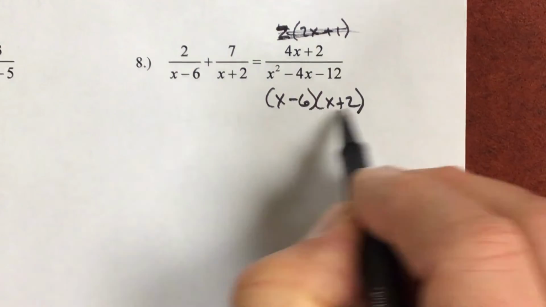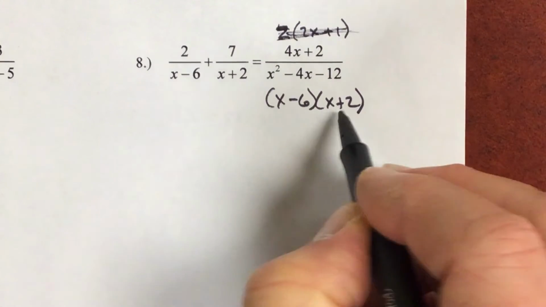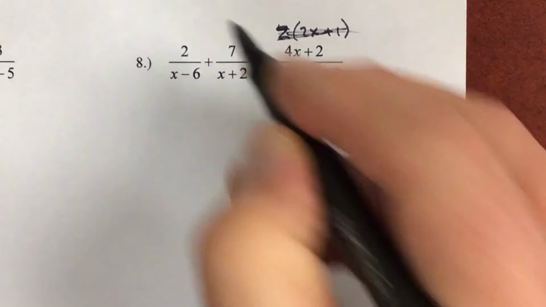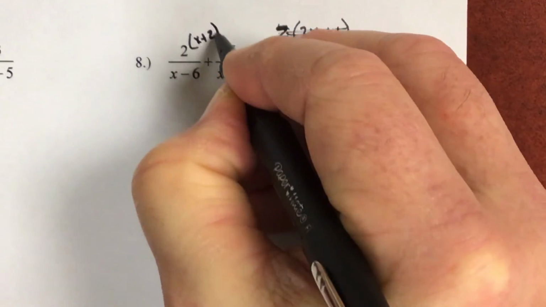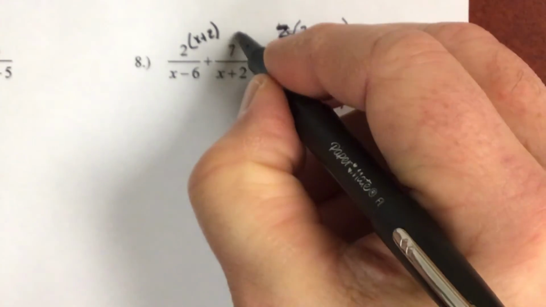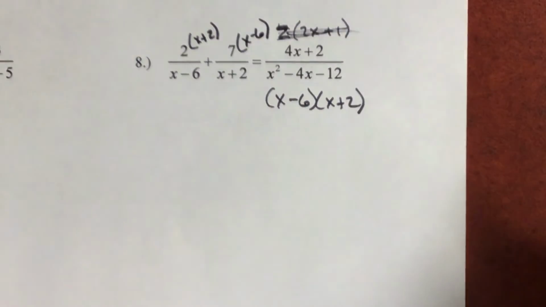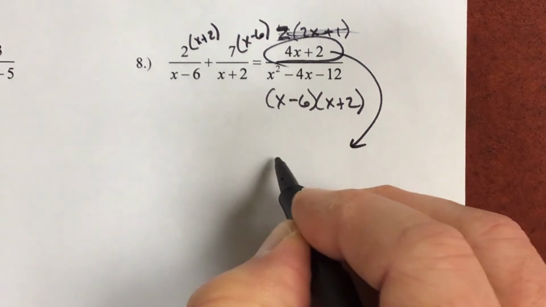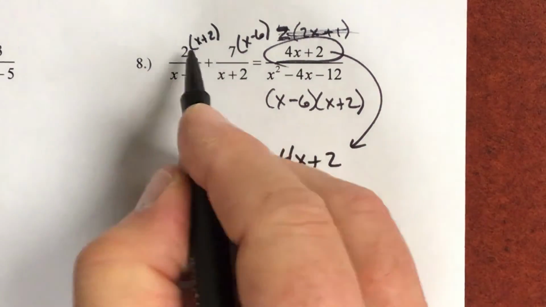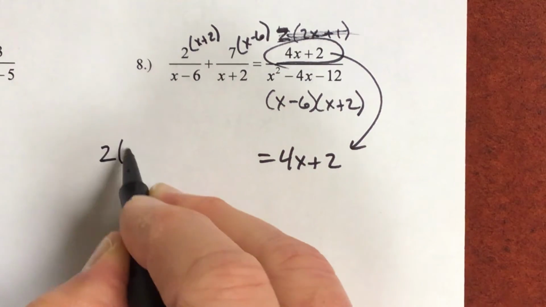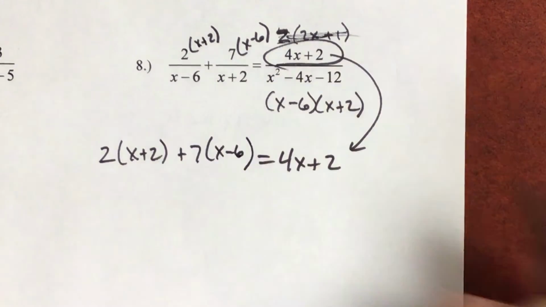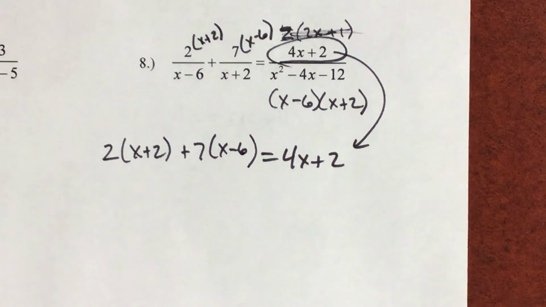All right. So now, if this is my common denominator, then which one of these two factors is missing from this fraction? Well, it looks like it's x plus 2, so I'm going to write x plus 2. Which one of these factors is missing from this denominator? It looks like it's x minus 6. So now this thing can fall down, 4x plus 2. Now I have a couple distribution problems going on here. 2 times x plus 2 plus 7 times x minus 6. And then away I go.